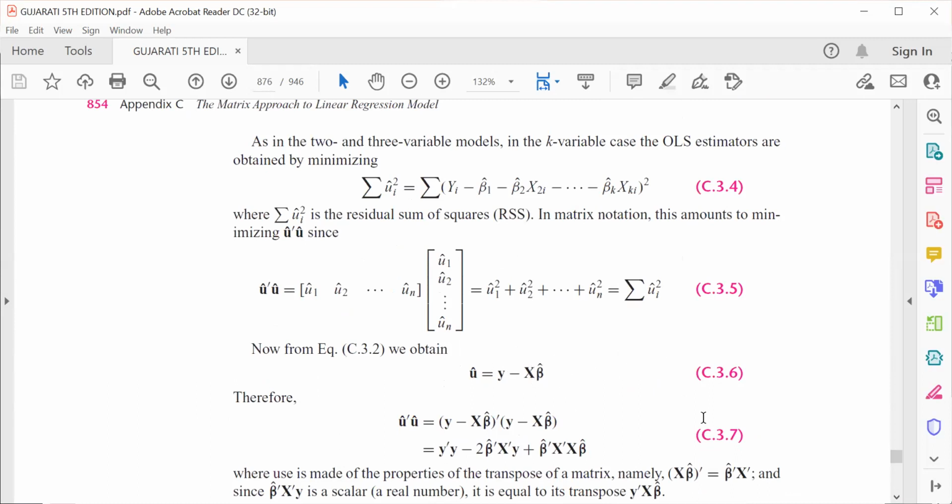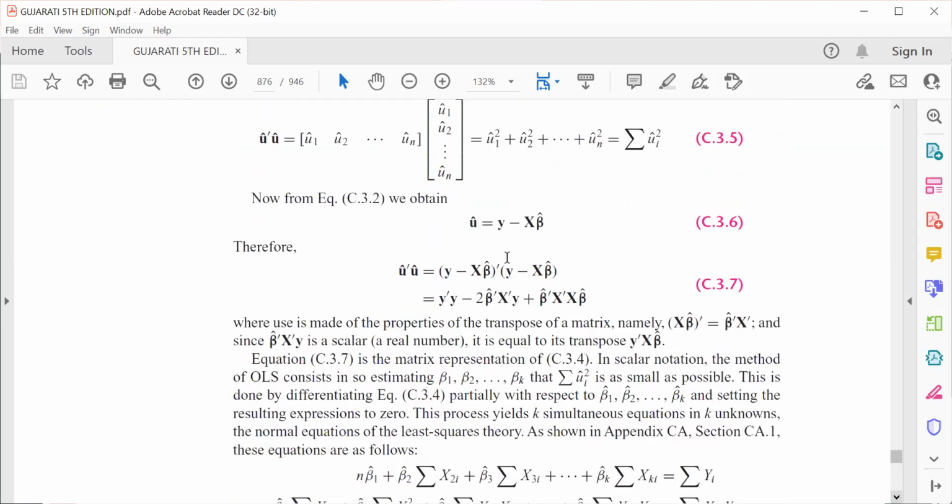Because the approach is ordinary least squares, equation C36 to be squared becomes equation C37. This is the square. Let me explain this one. I explained already in matrix notation. This one, y has a prime here, so we multiply y prime y, and we get y prime y, which is equal to sigma y square.